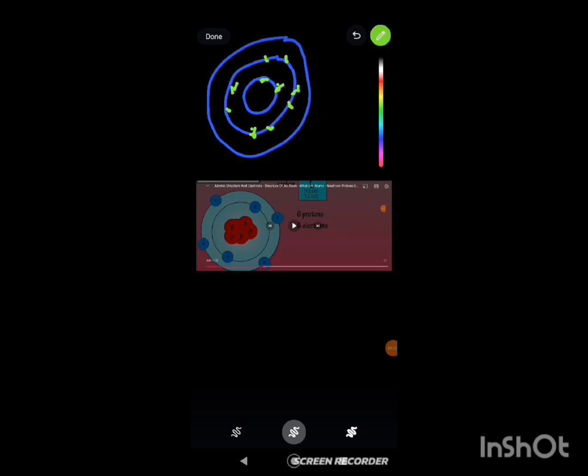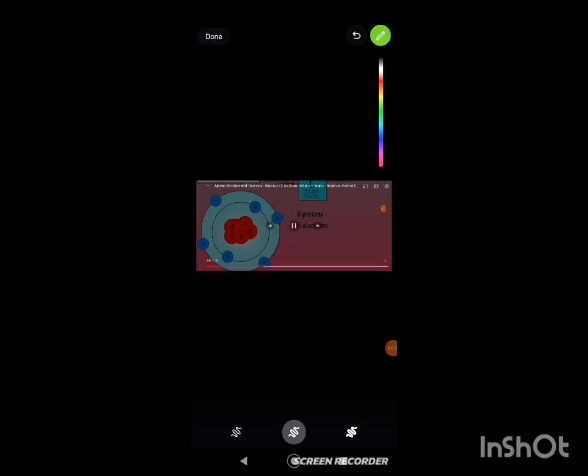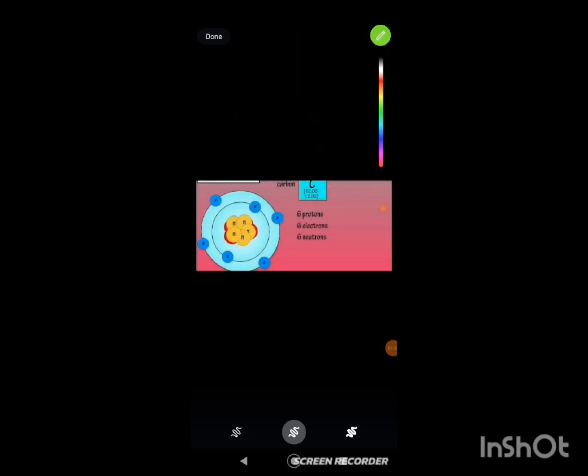This distribution of electrons in the energy levels of an atom is called electron arrangement, or rather electron configuration. We can also use dots and crosses to demonstrate the electrons.